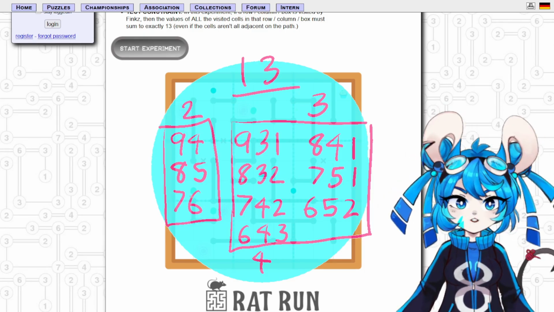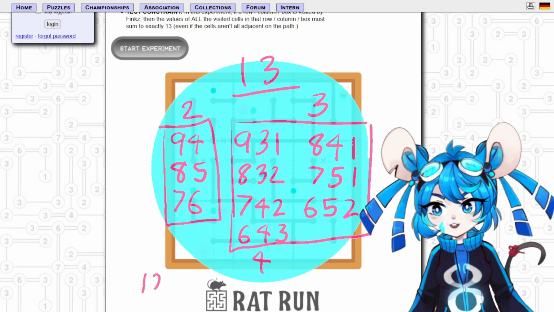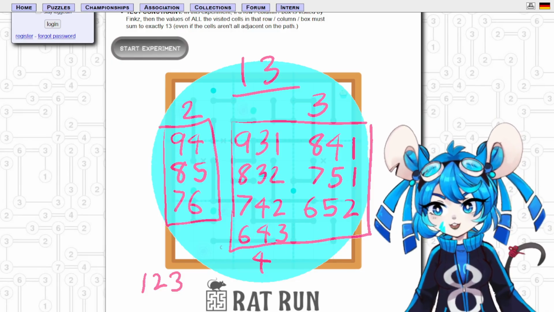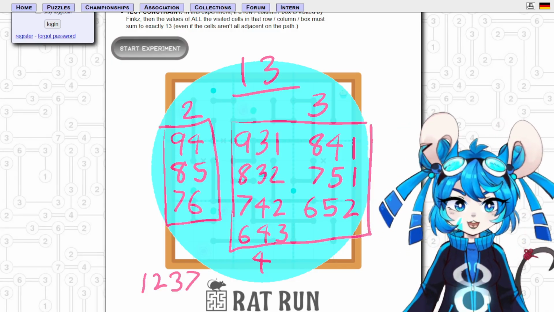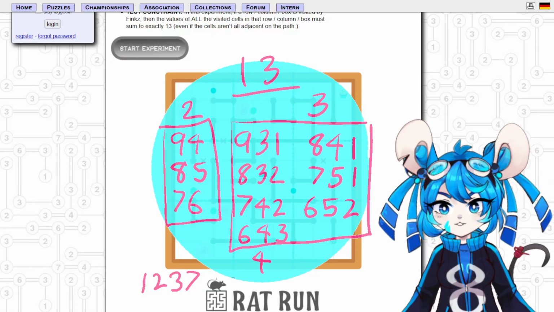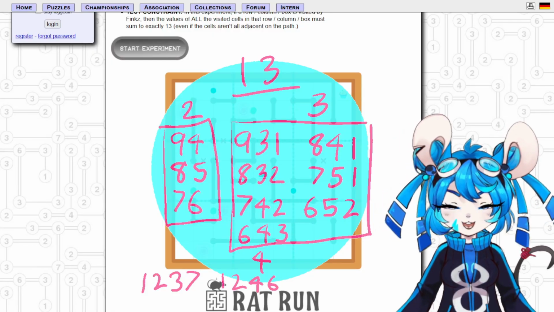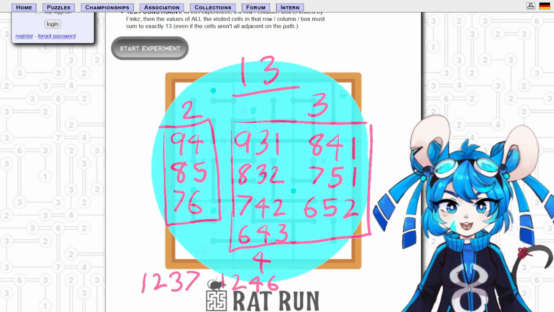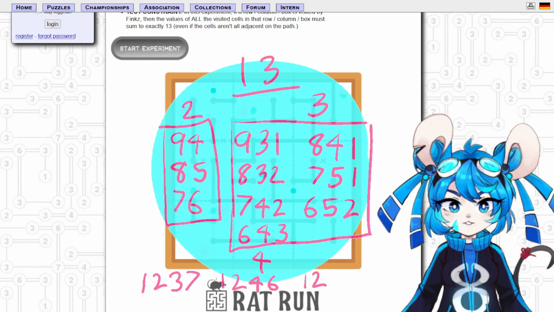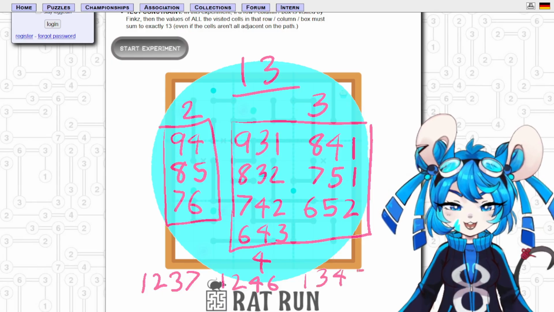Combinations of more digits, I tend to start with the lower ones. So we have 1, 2, 3, which adds up to 6. So we have 1, 2, 3, 7. We have 1, 2, 4, 6. We can't have 1, 2, 5, 5. 1, 2, no, 1, 3, 4, 5.